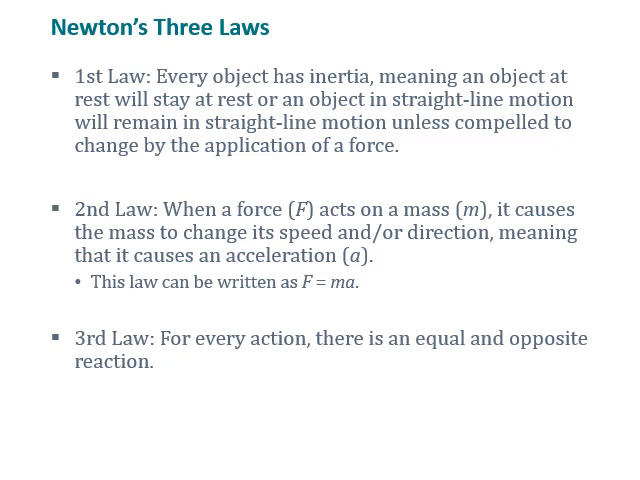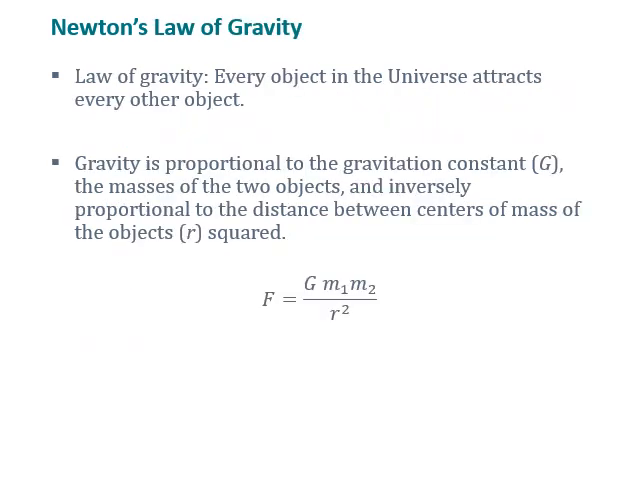Newton's third law states that for every action there is an equal and opposite reaction. Newton's law of gravity states that every object in the universe attracts every other object. Gravity is proportional to the gravitational constant G, the masses of the 2 objects, m1 and m2, and inversely proportional to the distance between the centers of the mass of the objects, r squared, producing the formula below.